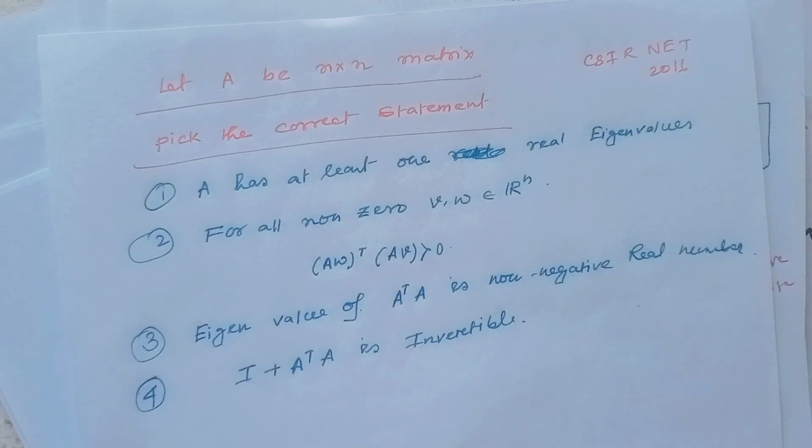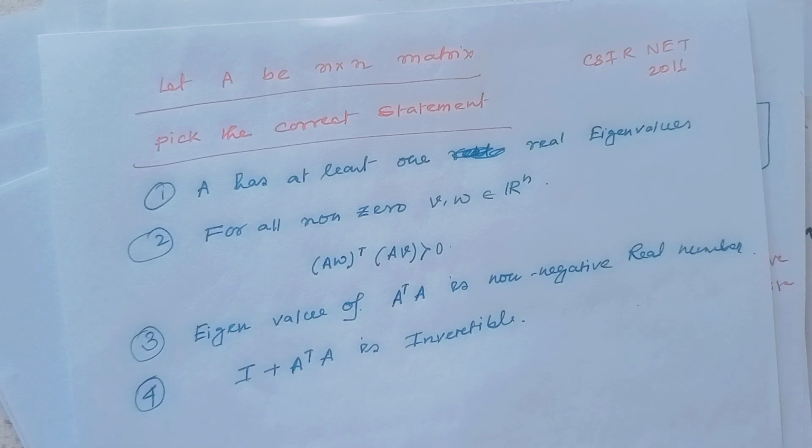Next question, which came in the CSIR NET 2016 exam. The question is: A is an n cross n matrix, then pick out the correct statement. Option 1, A has at least one real eigenvalue. Option 2, for all non-zero vectors V, W belonging to Rn, (AW) transpose AV is greater than 0. Option 3, the eigenvalue of A transpose A is a non-negative real number. And option 4, I plus A transpose A is invertible.